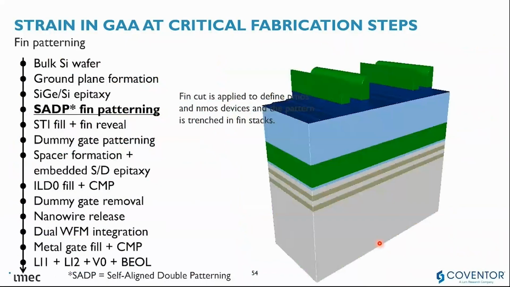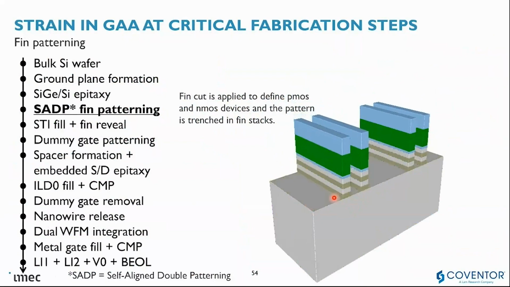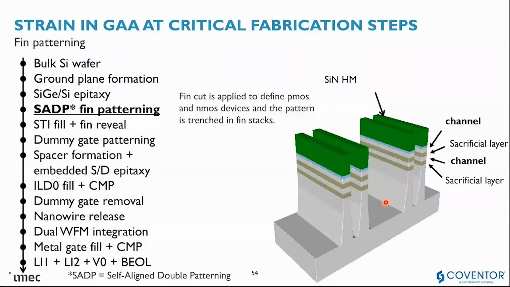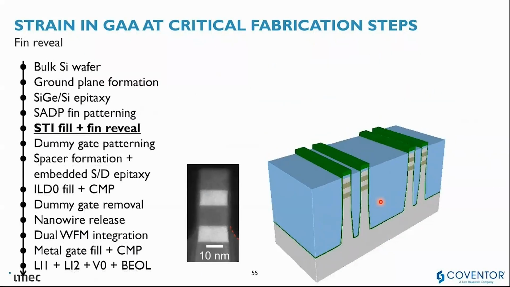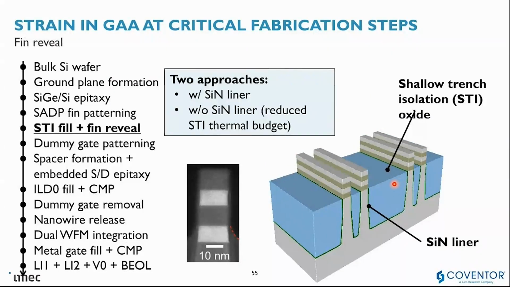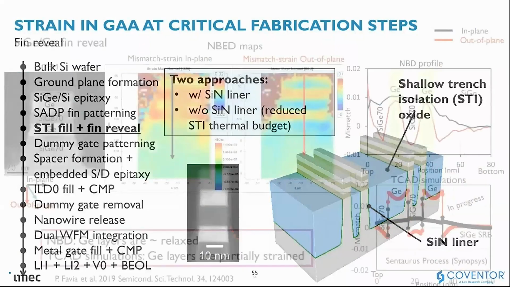We continue the fabrication of our device, and we apply a fin cut to define PMOS and NMOS devices, and then the pattern is trenched in fin stacks. And we continue by applying a shallow trench isolation oxide, and then the oxide is etched off to reveal the fin containing the multi-layers. And we measure strain here.